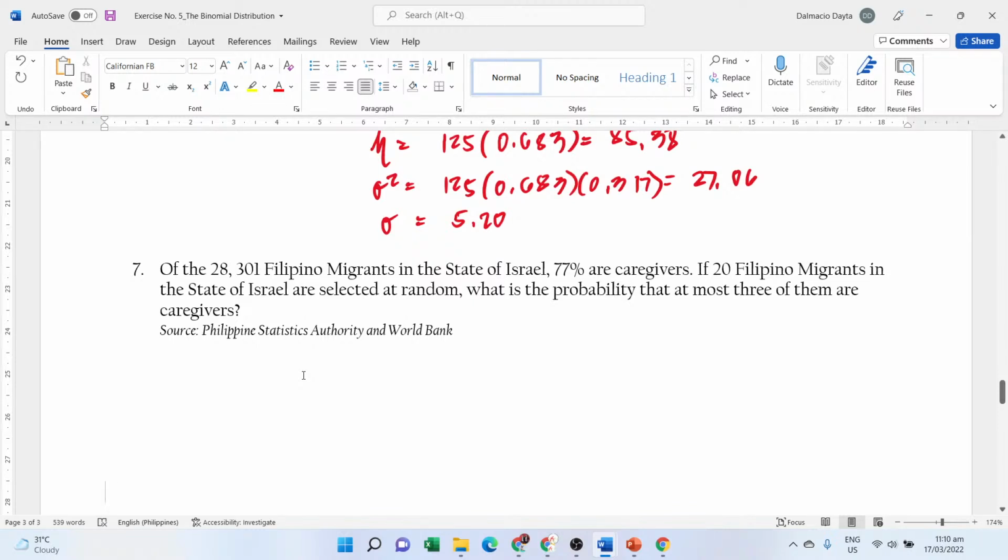Of the 28,301 Filipino migrants in the state of Israel, 77% are caregivers. If 20 Filipino migrants in the state of Israel are selected at random, what is the probability that at most 3 of them are caregivers?